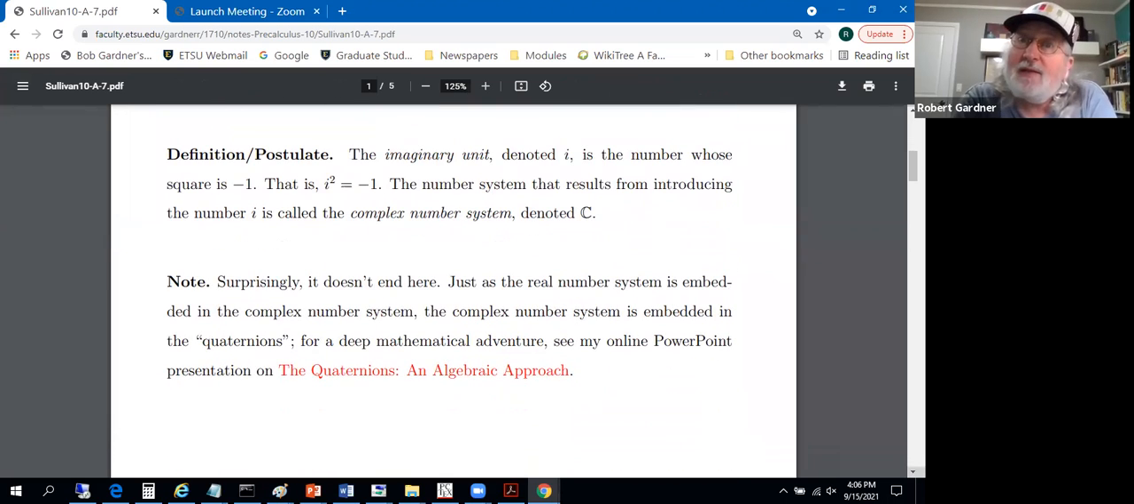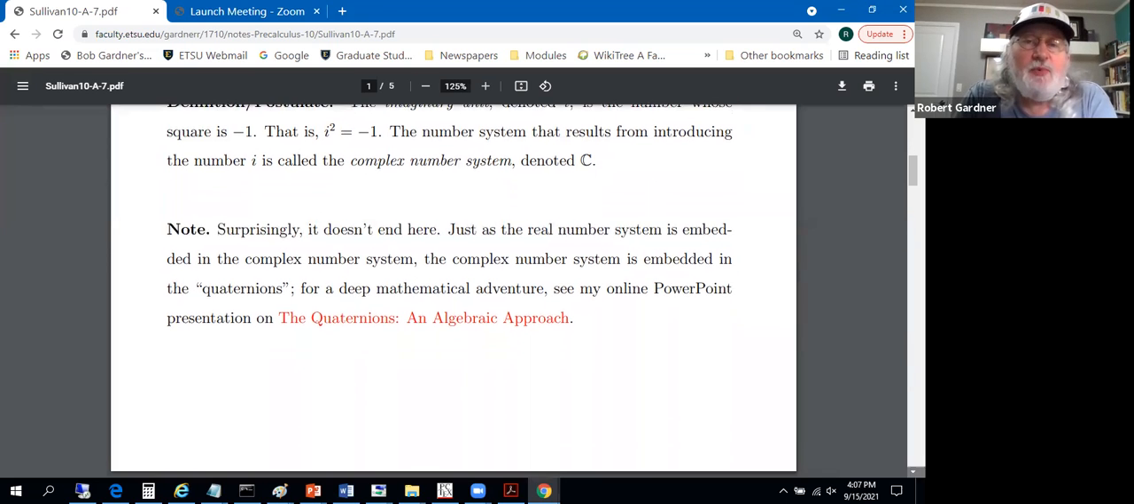It's called complex analysis. So as a definition, or if you like a postulate, somewhat of an assumption, we say the imaginary unit, denoted with an i, is the number whose square is -1. That is, i squared equals -1. The number system that results from introducing this number i, along with the real numbers, is called the complex number system, denoted with a C. We denoted the real numbers with an R, we'll denote the complex numbers with a C.